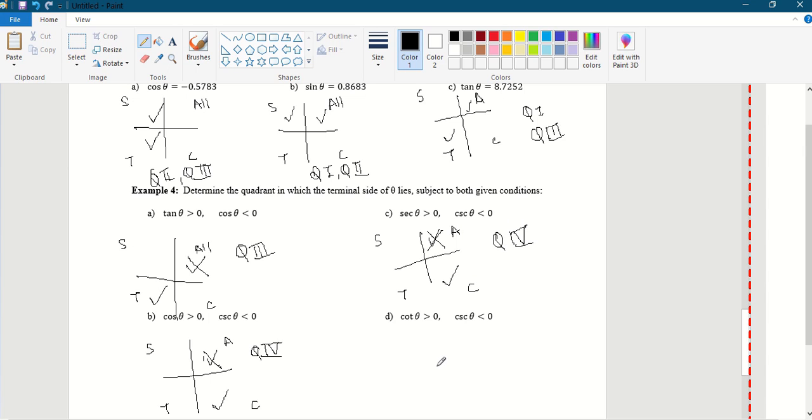Okay. Let's look at this one. It says cot positive, meaning that tan is positive. So that happens here, and that's all. And cosecant less than 0. Cosecant less than 0 means sine negative. Sine is positive here, so that's not a good choice. So that will happen here. So the answer to this one will be quadrant 3.